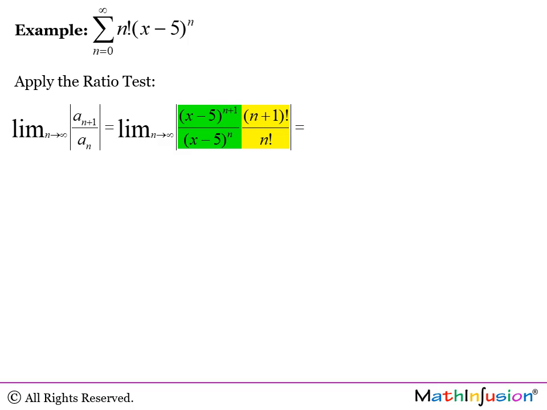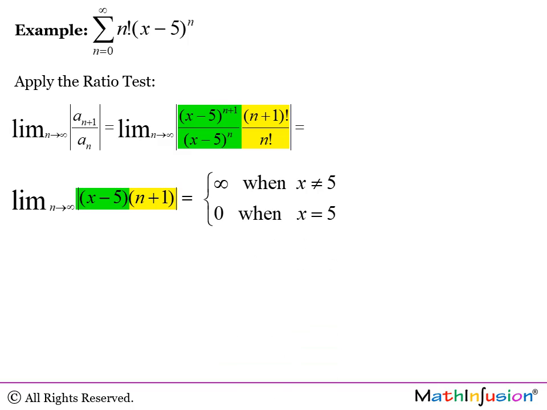Here is the setup. From x minus 5 to the n plus 1 over x minus 5 to the n, we will get x minus 5. From n plus 1 factorial over n factorial, we will get n plus 1. Now we have to take the limit as n approaches infinity.